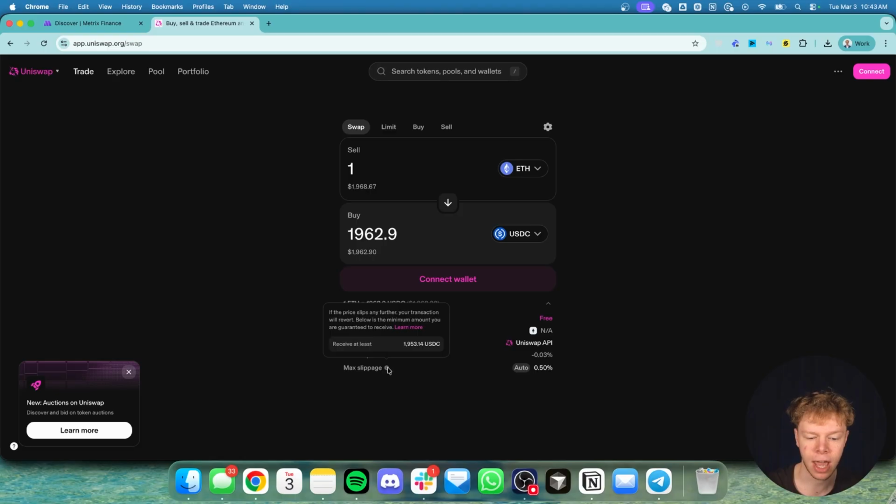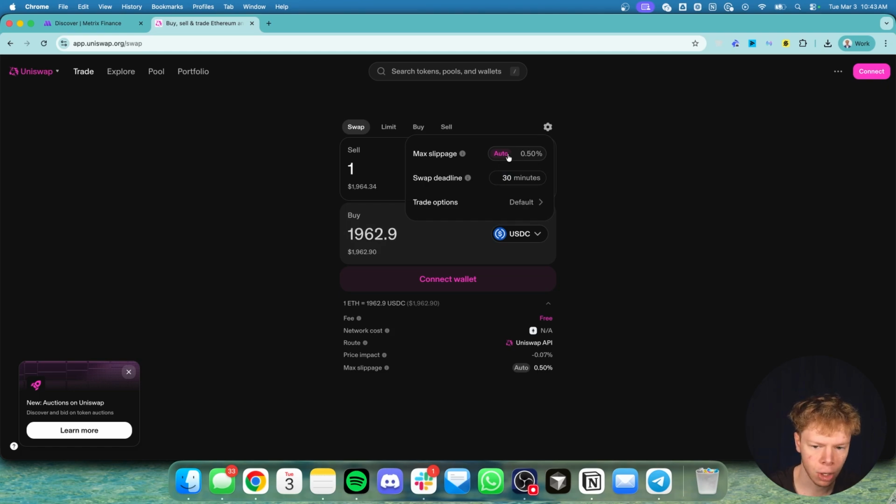In addition to that, we can see the max slippage. The max slippage is basically telling you what your minimum is. So in this example, it's saying we will receive at least 1953 USDC out of this trade. Otherwise, this trade will not go through. The transaction will not be executed. It will be denied and it will fall off the blockchain.